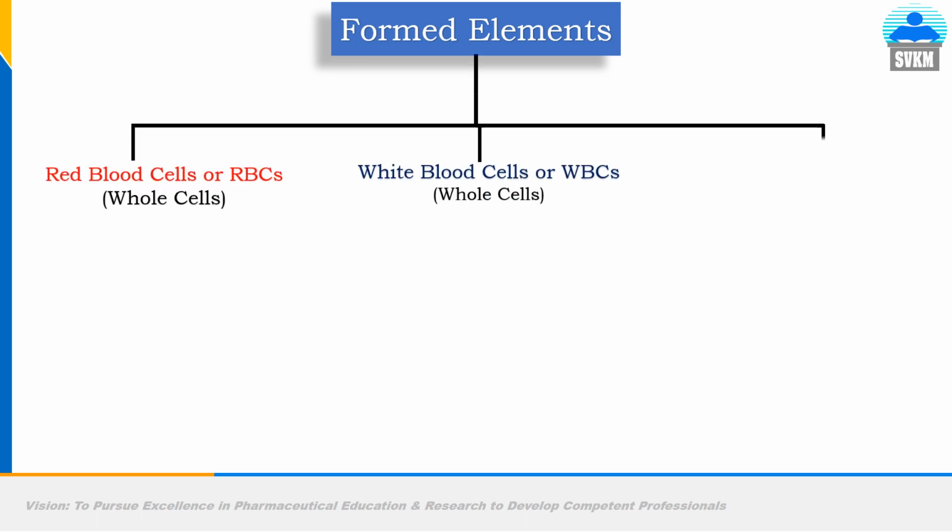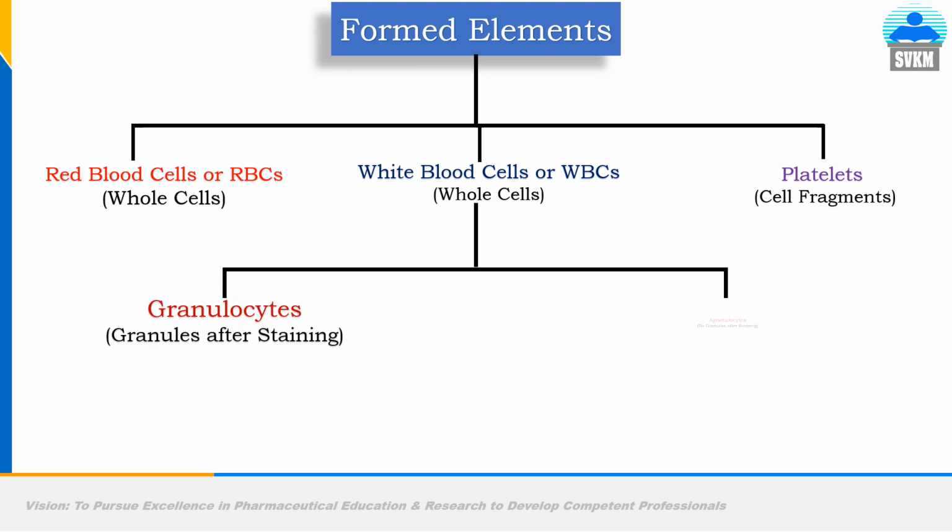Now the formed elements are categorized into three types. One is the red blood cells, or RBCs. The second is white blood cells, or WBCs. RBCs and WBCs are whole cells, and the third type of formed element is the platelet, which is a cell fragment. Kindly pay attention here: platelets are cell fragments, whereas RBCs and WBCs are whole cells.